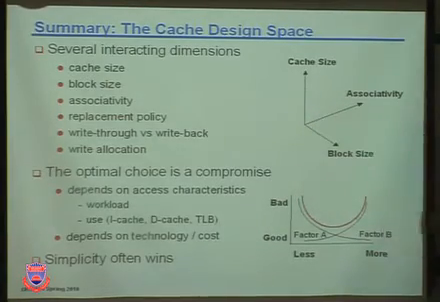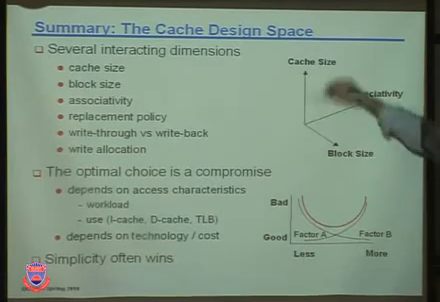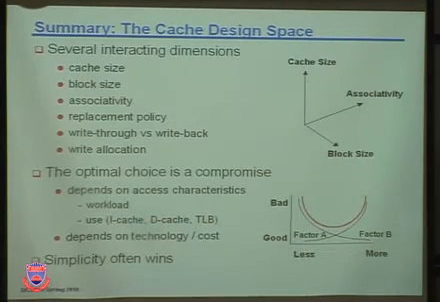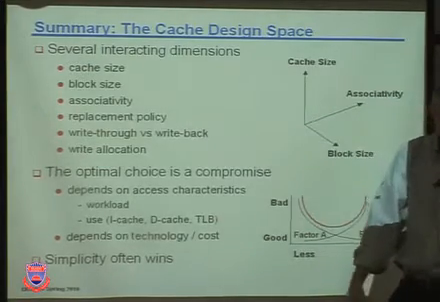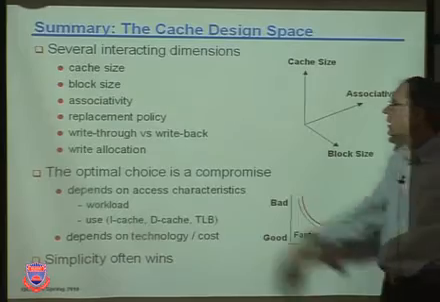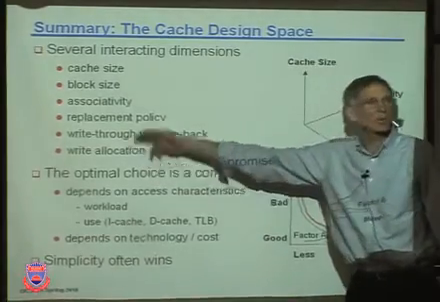All right, so we've got several dimensions that are interacting. This is an attempt to kind of show it. Yes, associativity can be a variable. Block size can be a variable. And overall cache size can be a variable. And the replacement policy is another one. How do you choose who to kick out when you have to bring somebody new in? Whether you go with write through or write back, and whether you go with write allocation or no write allocation.